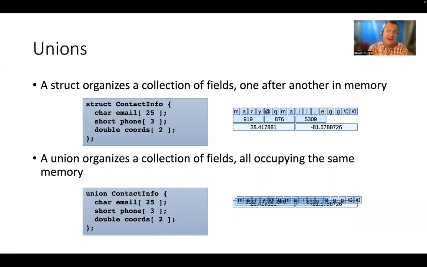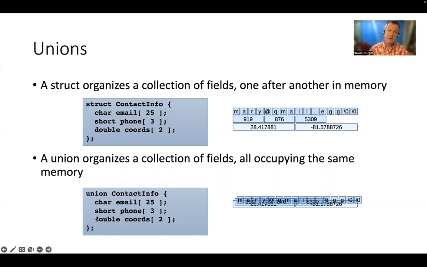A union is kind of like that, but instead of leaving separate space for each of the fields, it lays out the fields so they each use the same space. Now, why would you want to do that? Well, a union lets you define a region of memory where you can choose how it's used.